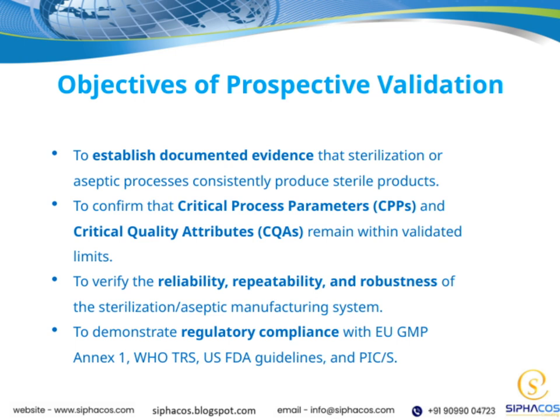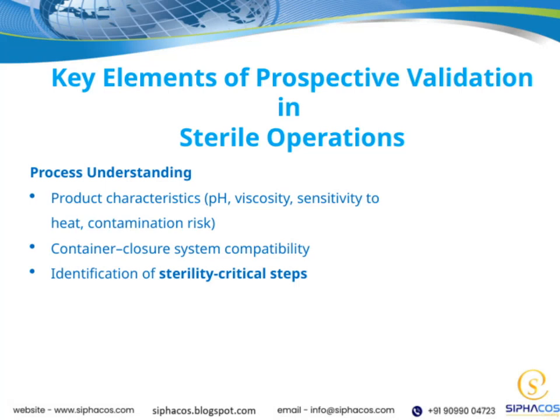Let's start by understanding the product characteristics that are critical for sterile operations. These include factors like pH, viscosity, sensitivity to heat, and the risk of contamination. Each of these elements can significantly impact how the product behaves during processing and how we need to control the environment to ensure sterility.